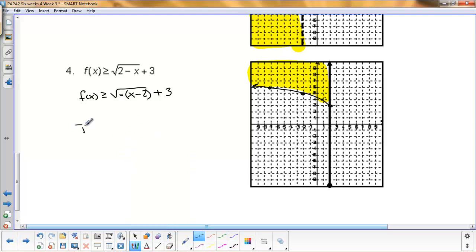The solution in interval notation is going to be -infinity all the way to 2. This time it is included. The range will begin at 3, included, and continue to positive infinity.